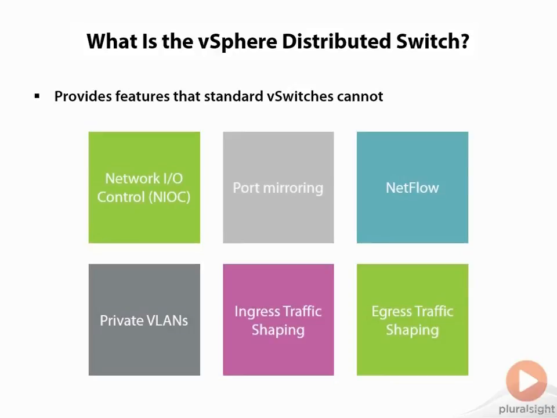You can still use ingress and egress traffic shaping. You can use NIOC. You can use port mirroring. You can use NetFlow with NSX. All this works with NSX just fine. Private VLANs, I say I don't include them because, again, we're going to do microsegmentation and distributed firewalling. But all these other features work and integrate just fine.